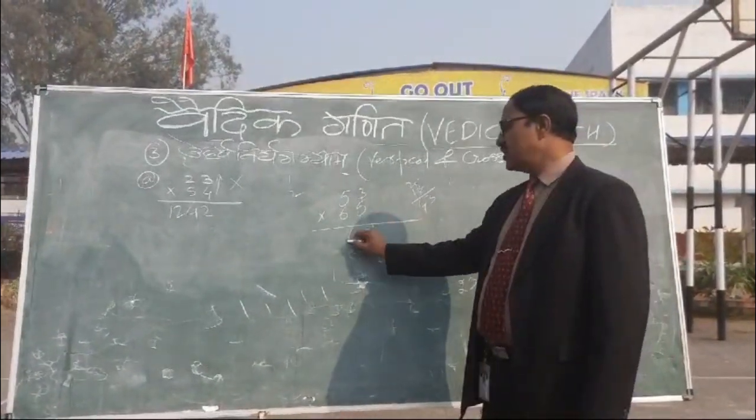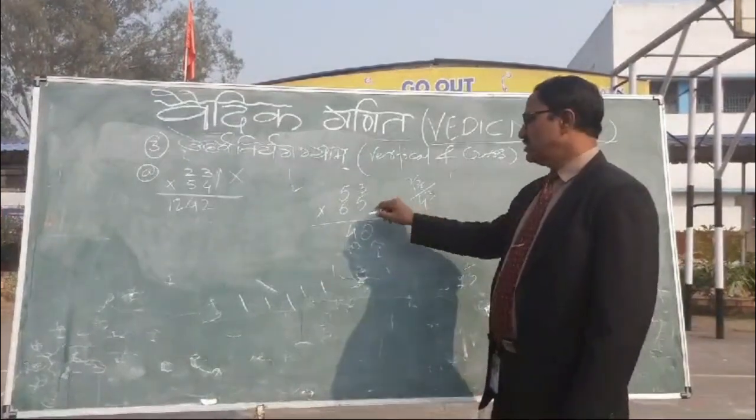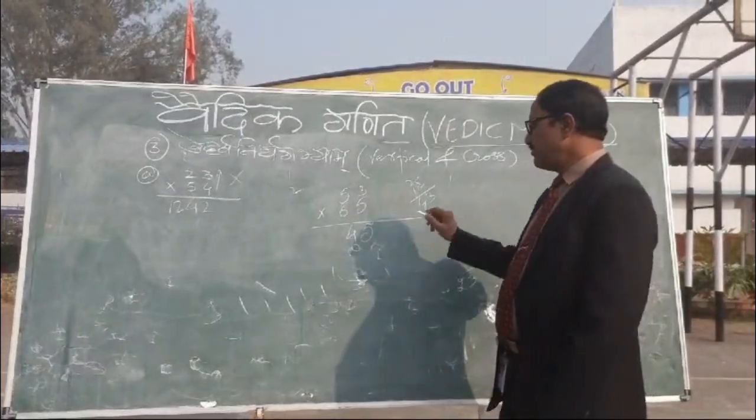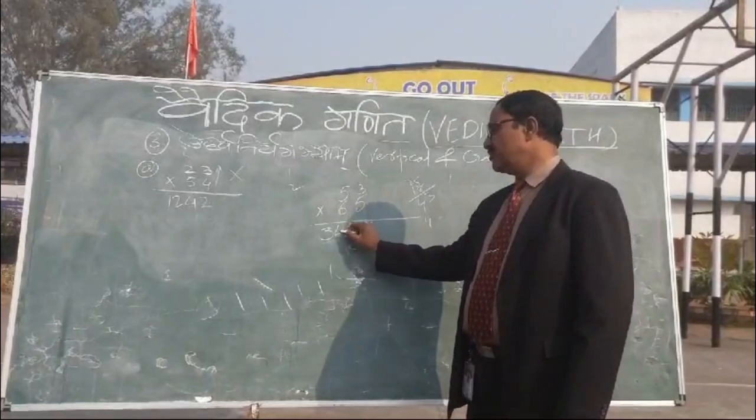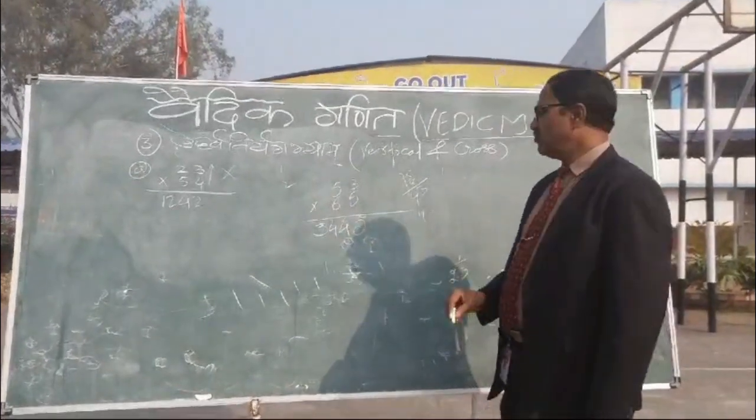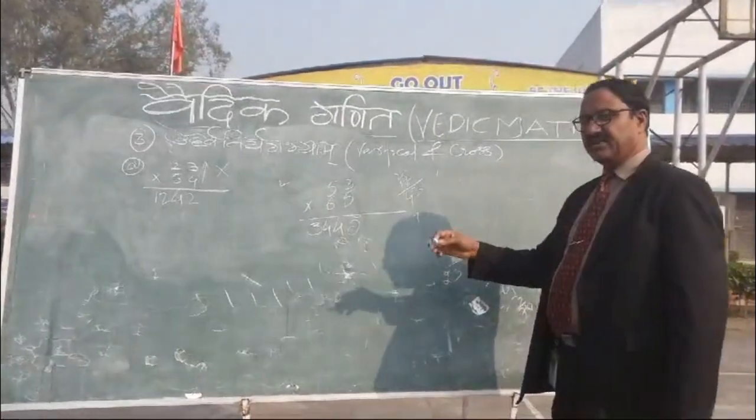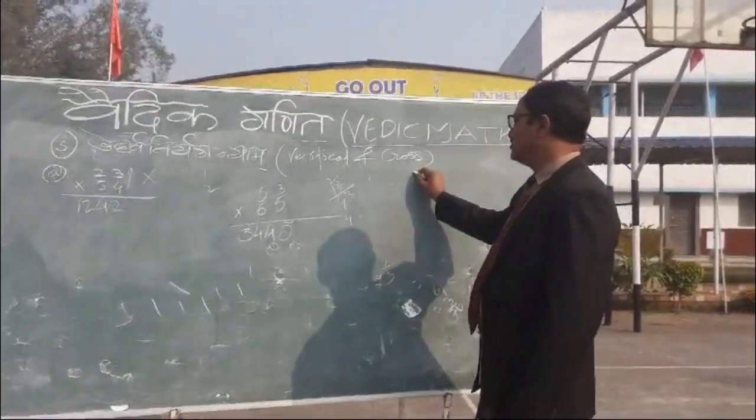43 and 1, 44. Carry 4. 6 into 5, 30. 30 and 4, 34. Very simple. So what is the rule? See how many steps you have to go. See the dot diagram.